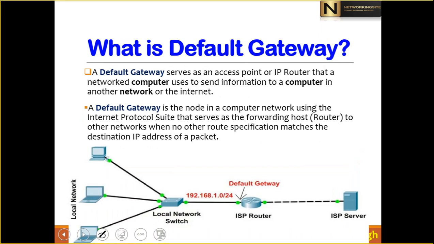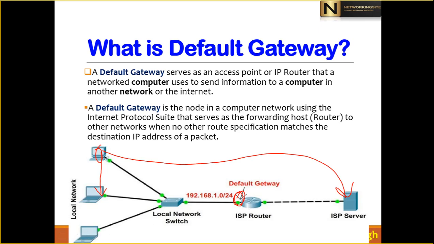Now, what is default gateway? The default gateway is used to exit your network and reach another network. Suppose this computer wants to communicate to this computer, it does not need a default gateway. But when this computer wants to communicate to this server, it needs a default gateway, which will always be your router IP address, or your firewall IP address, or maybe your server IP address, depending on your company infrastructure.